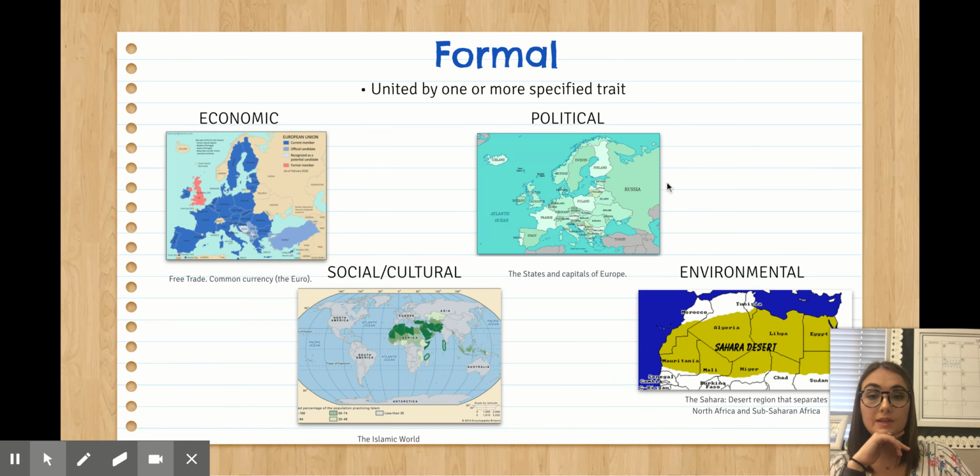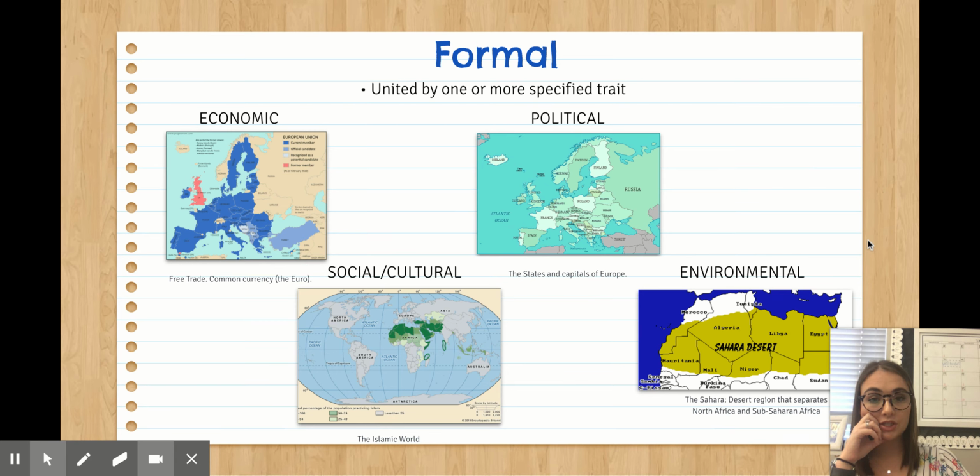A formal region can also be unified by a political trait. That sounds a little bit more fancy than it is. All it is is a political region. So a state, a country, a city, something with borders, that's going to be a political region. Like Louisiana, a political region. It could be classified that way.